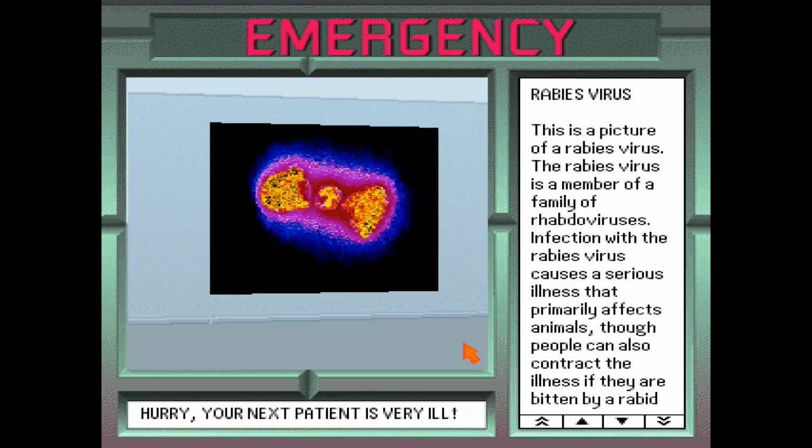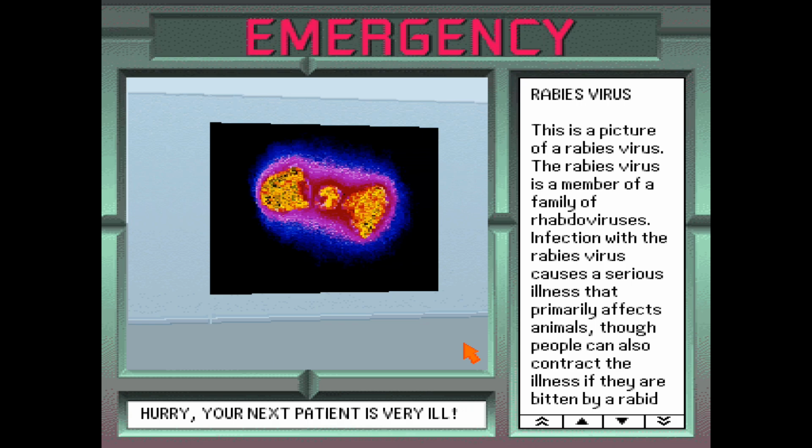Rabies virus. This is a picture of a rabies virus. The rabies virus is a member of the family of rhabdoviruses. Infection with the rabies virus causes a serious illness that primarily affects animals, though people can also contract the illness if they are bitten by a rabid animal. Common animal carriers include foxes, skunks, raccoons, bats, and dogs. The disease usually begins 2 to 8 weeks after exposure to the virus.